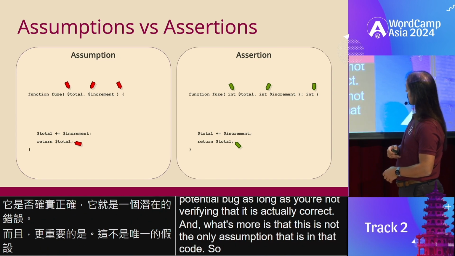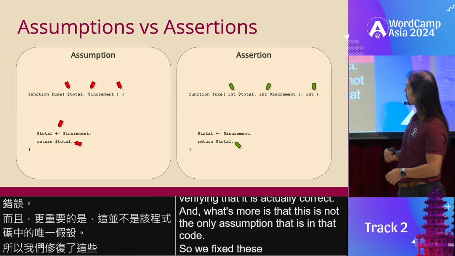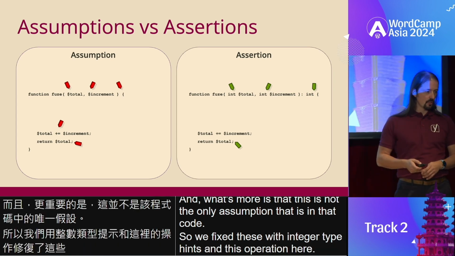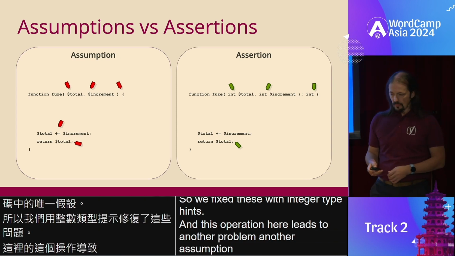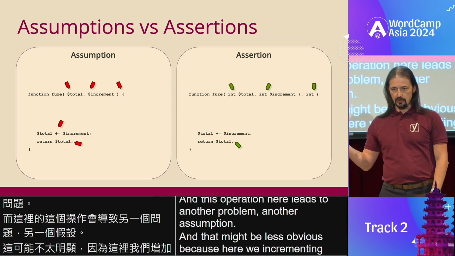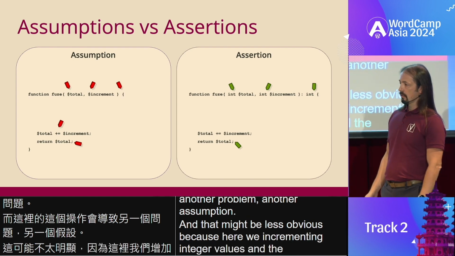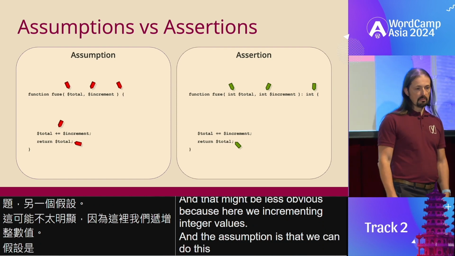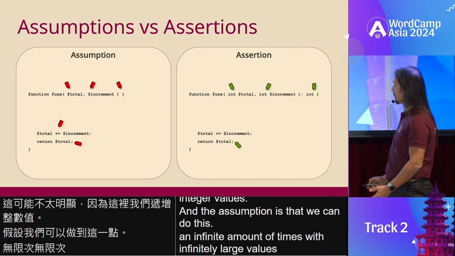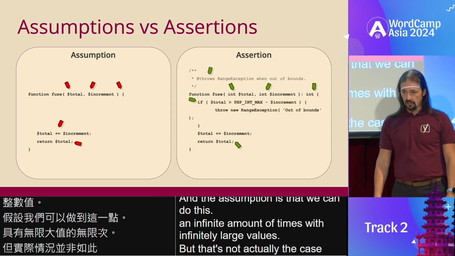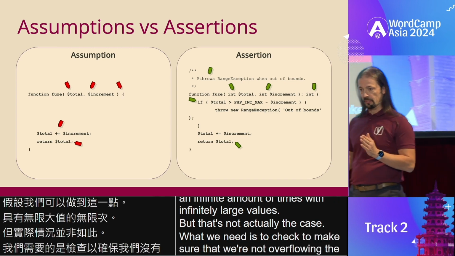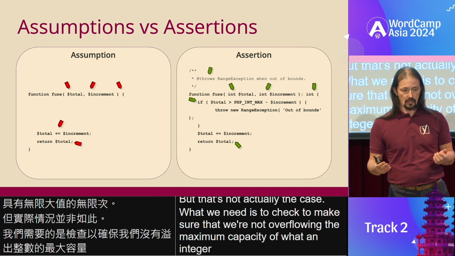And what's more is that this is not the only assumption that is in that code. So we fixed these with integer type-ins, and this operation here leads to another problem, another assumption. And that might be less obvious, because here we're incrementing integer values. And the assumption is that we can do this an infinite amount of times with infinitely large values, but that's not actually the case. What we need is to check to make sure that we're not overflowing the maximum capacity of what an integer value can actually consume.